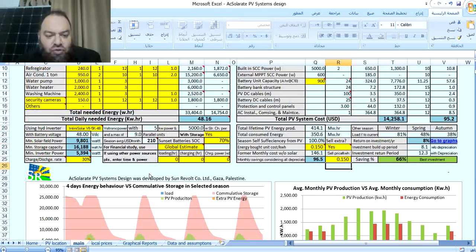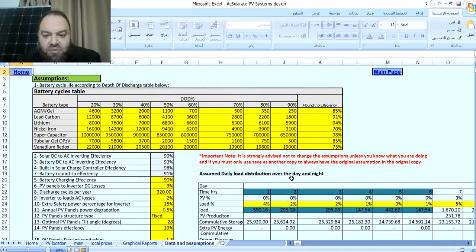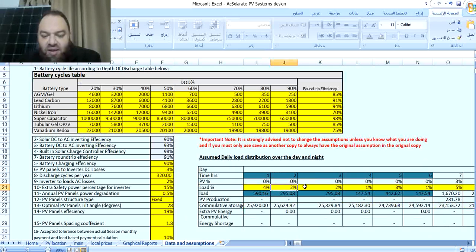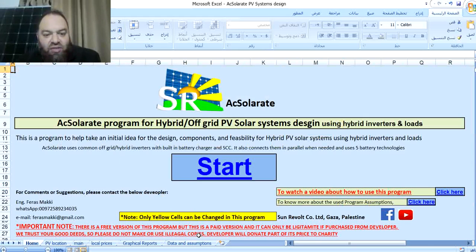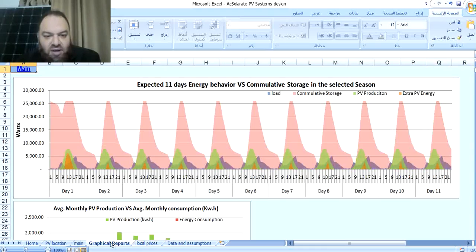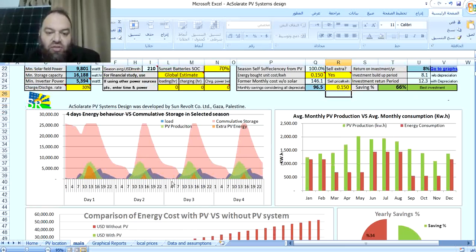If you need to change this pattern, you can also do that by going to the data and assumptions. Here is the percentage of the load in each hour of the day. So if you change that, the load pattern will change, but it is assumed to be a certain load, and this is why it is okay here.